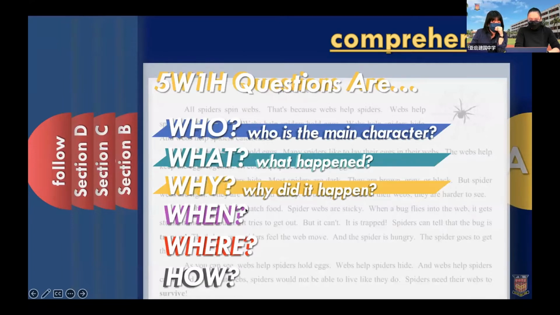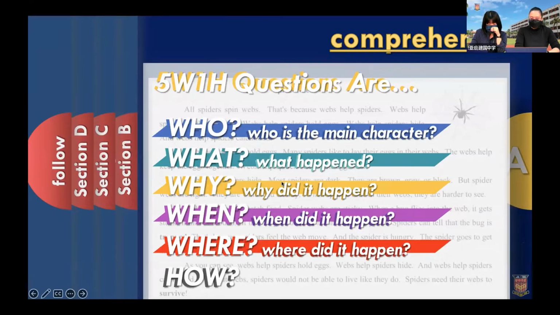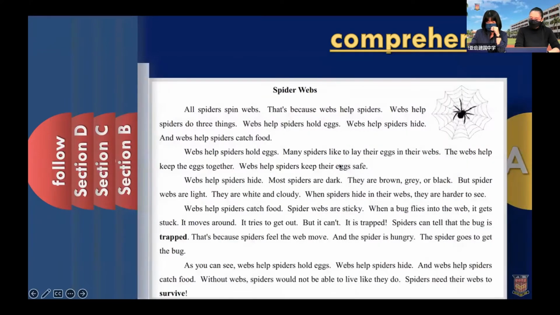So when we ask why, normally we have to find out the reason. Okay, when? You have to tell the teacher the time. When exactly? Monday, Thursday, what time? Where? When we ask you about where, we expect you to notify us the location. And last one, how did it happen? You have to explain how something happens, the process.